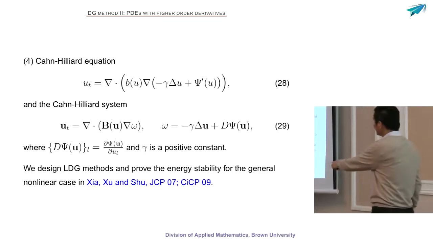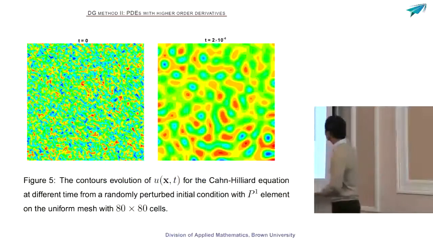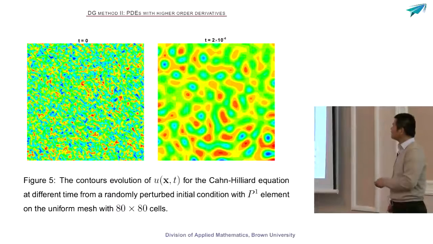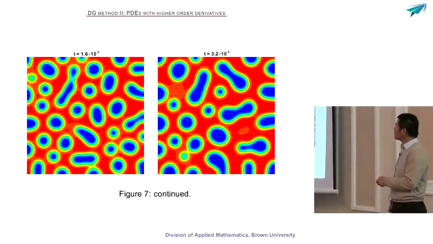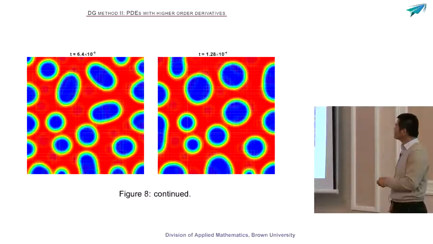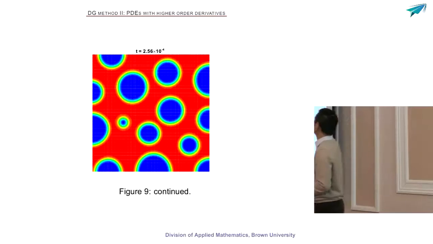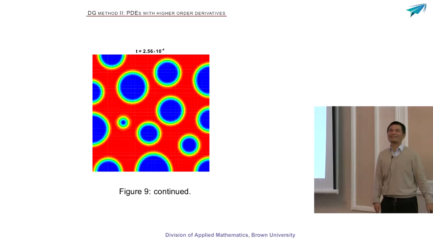So you get this in these papers. And these are the results. So at t equals 0, you have this randomized sort of input. And at a later time, you can see some structure evolving. And they evolve into larger structures. Phase transition, right? So yeah, two-phase flows.